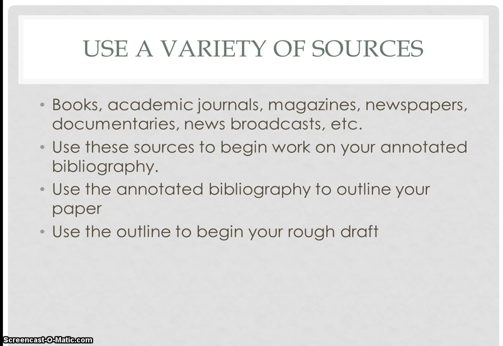If you have a 7-page paper, you would use a minimum of 7 sources. So the rule of thumb is for every page that you have, you should have a source. So if you have a 10-page paper, then you would have 10 sources, that kind of thing. So after you've gathered all your sources, the next step is the annotated bibliography.